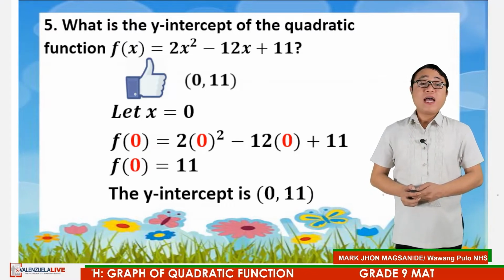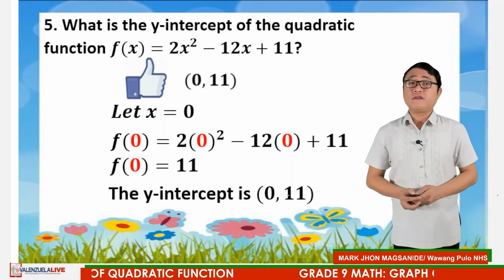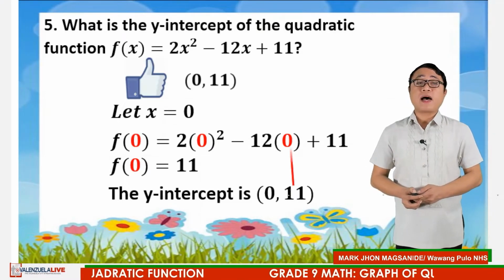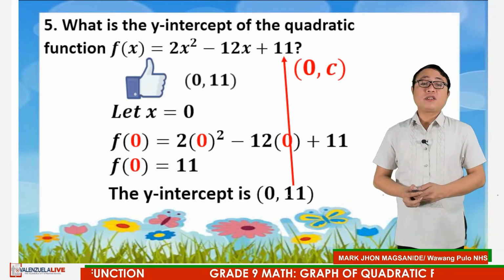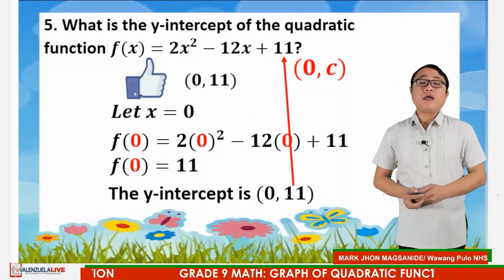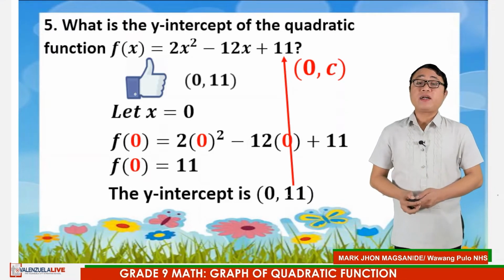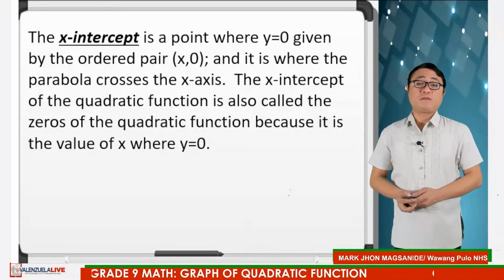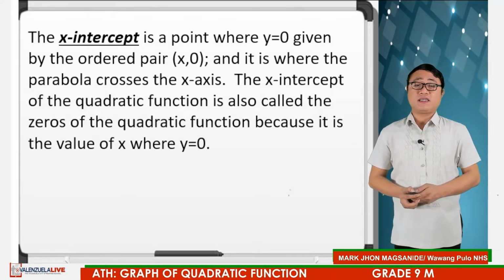You can also determine the y-intercept easily when the function is in standard form. That is given by the constant c. Take note that the x-intercept is a point where y is equal to 0, given by the ordered pair (x, 0), and it is where the parabola crosses the x-axis.